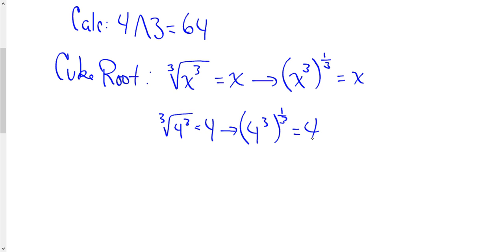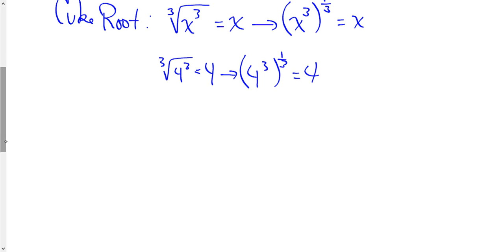So let's try a slightly different one. What would be the cube root of 64? 4, right? Because we cubed 4 to get there. But also, if we did 64 to the 1/3 power, would we not also get 4? Now, how do we do that on the calculator?